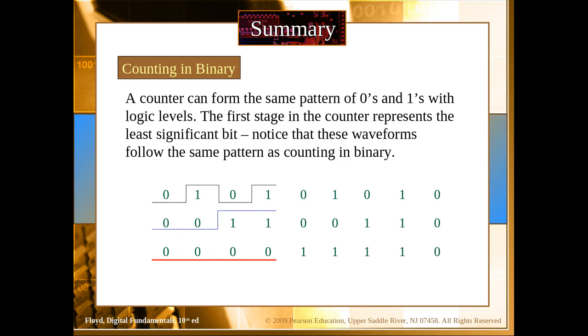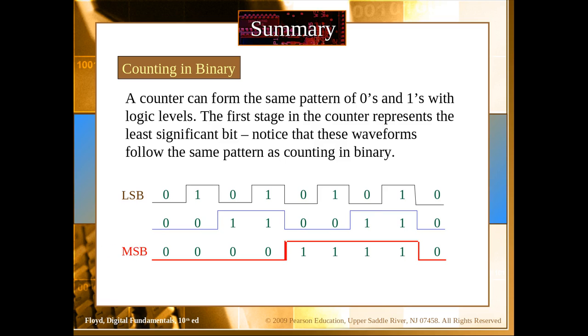You can also see this from these waveforms. The least significant bit looks like a clock. It changes with every clock, so it's 0 1 0 1 and so on. The second bit changes after every 2 numbers, so it's 0 0 1 1 0 0 1 1 and so on. If you compare these first two waveforms, the second waveform also looks like a clock, changing at half the frequency of the least significant bit.